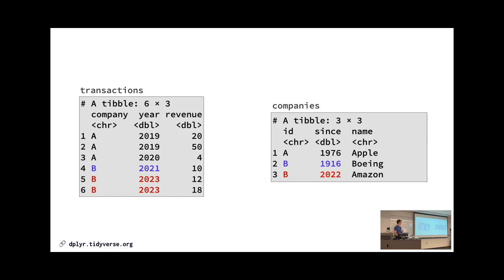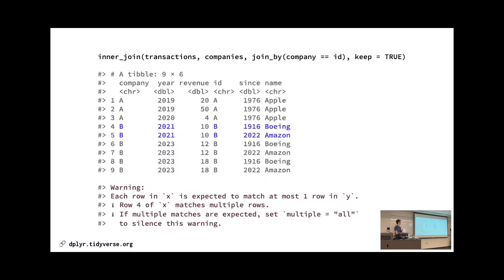Now, if you tried the same inner join that we had before, where you're joining by companies equaling ID, the first thing that you'll notice is that we actually went from 6 rows in transactions up to 9. This is in general a very red flag in most people's heads when they do a left join or an inner join. They expect to get the same number of rows that they started with. And we've gone up to 9.